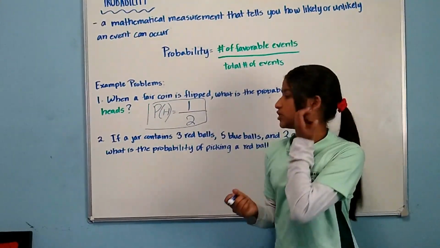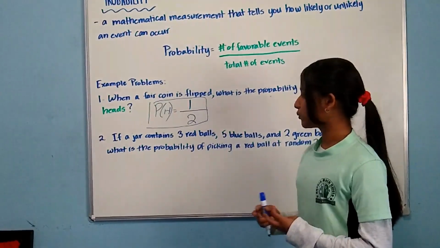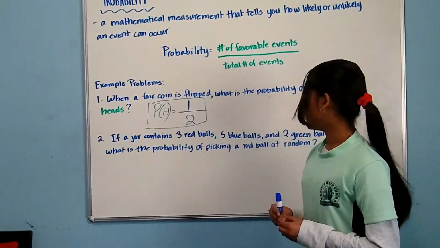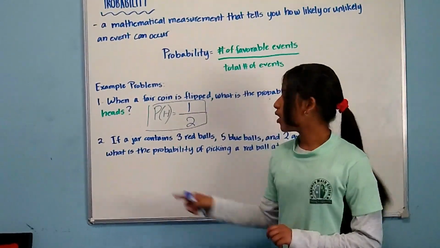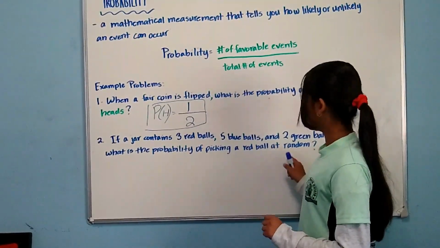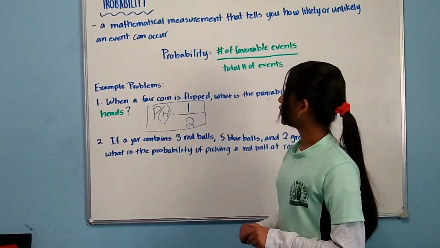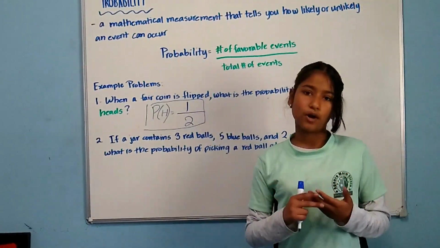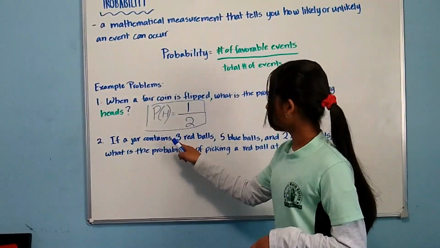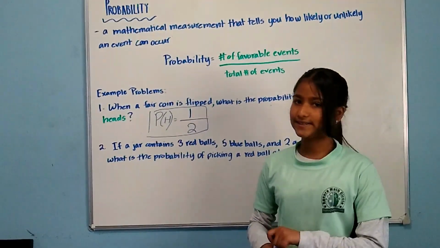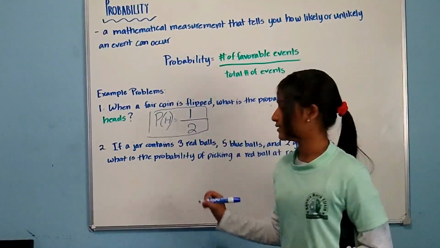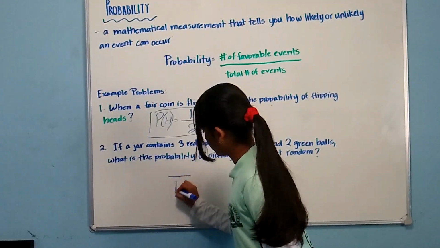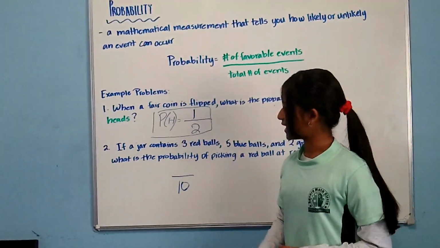Now let's move on to number 2. If a jar contains 3 red balls, 5 blue balls, and 2 green balls, what is the probability of picking a red ball at random? Now we know that the denominator is the total number of events, so let's count how many balls there are in total. 3 plus 5 is 8, and 8 plus 2 is 10. So the denominator is 10.